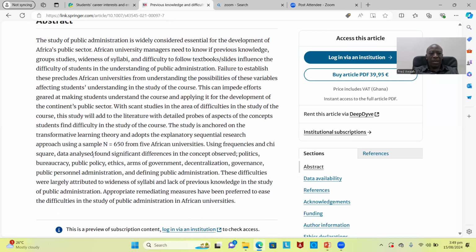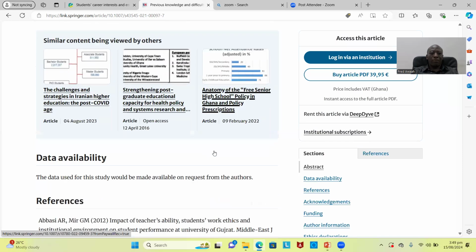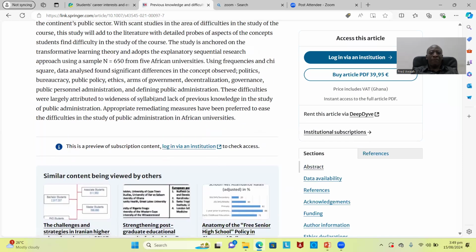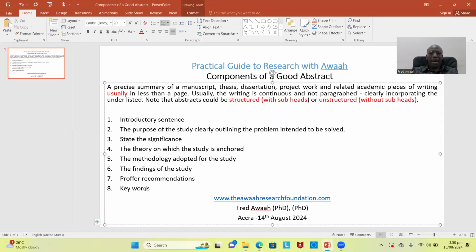Using frequencies and chi-square, data analyzed found significant difference in the concepts observed, that is politics, and so on. So they are telling us the finding here. And finally, they say appropriate remediating measures have been proffered to ease the difficulties in the study of public administration in African universities. So these are recommendations, but they haven't expressly stated them here, but they are indicative of the fact that these are in the document proper. So if you have a full version of this paper, beneath this, you see keywords. That is the eighth or the last part of my suggestion for writing a good abstract.